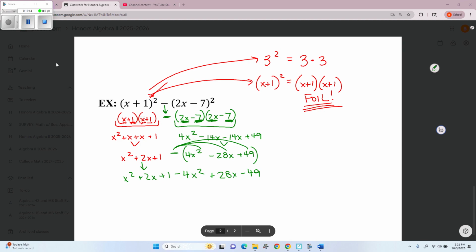And then this becomes a problem much like we did in our first few examples. We underline our x squareds, which can be combined with other x squareds. Our x's can be combined with other x's. And finally, our numbers can be combined with other numbers. So putting this all together, we have a single x squared minus 4x squared is a negative 3x squared. We have a positive 2x and a positive 28x. That's a positive 30x. And then we have a positive 1 and a negative 49, so that leaves us with a negative 48.